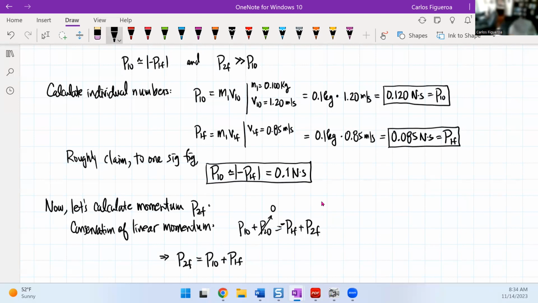These two add, they do not subtract. So if I put this out, look what I get: 0.10 plus 0.085. If I add these together, I get 0.205 newton seconds for the momentum P2 final.